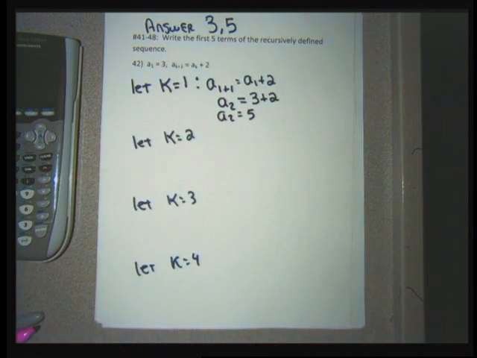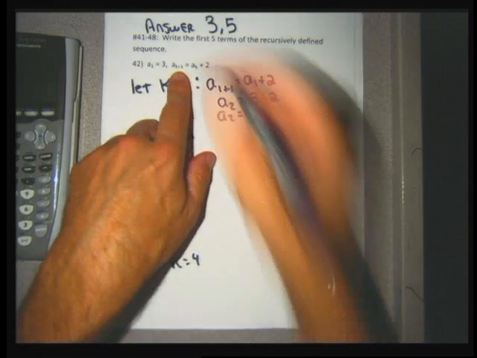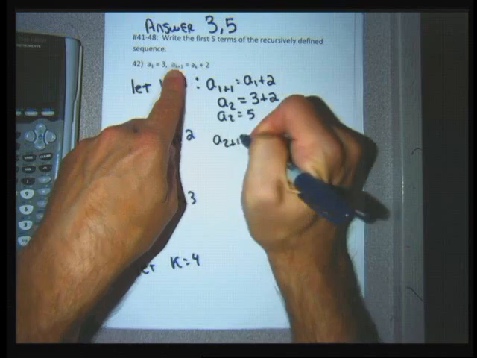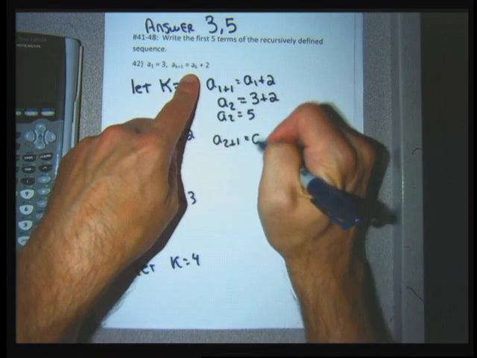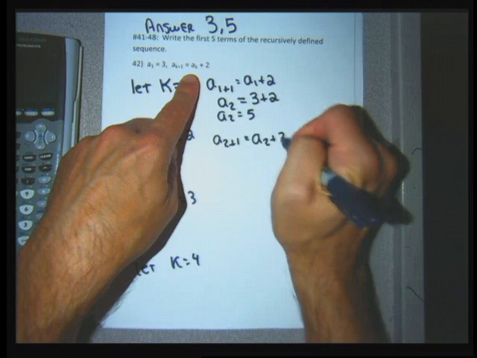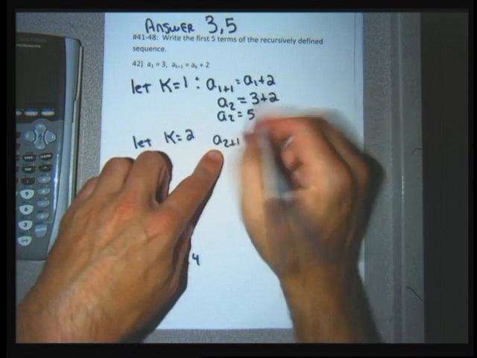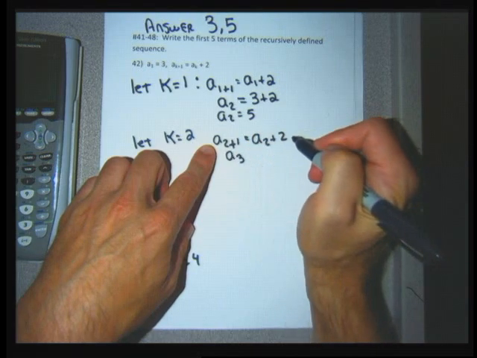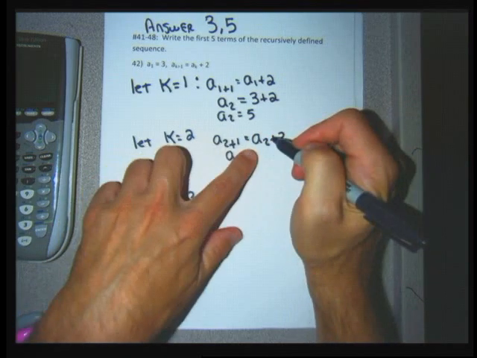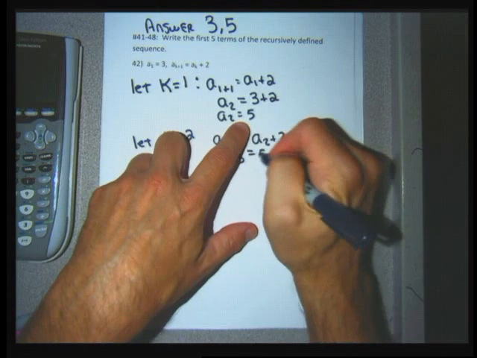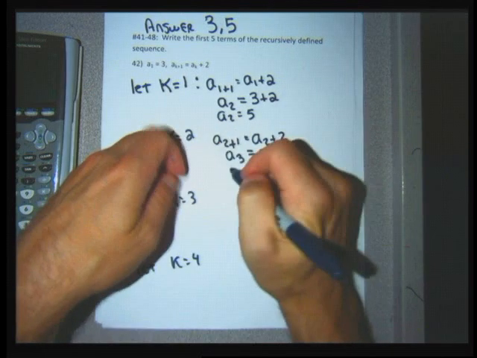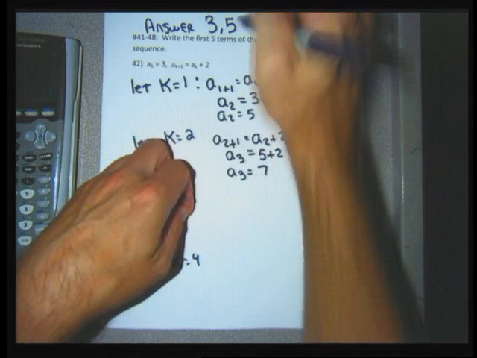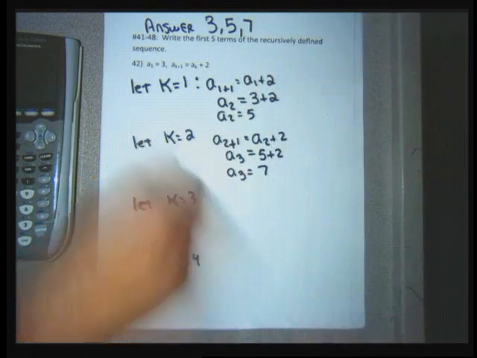To get the third term in the list, I'm going to plug in 2 for each one of these k's. So I'm going to go to that formula. I'm going to go a sub 2 plus 1, plugging in a 2 for that k, equals a sub 2 plus 2. To the left of the equal sign, that subscripted 2 plus 1, I'm going to add and get a sub 3, which is the third term in the list, equals a sub 2, which I just figured out to be 5, plus 2. So this math gives me a sub 3 equals 7. 7 is going to be the third of the 5 terms that I need to find.